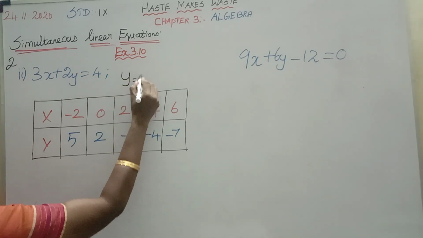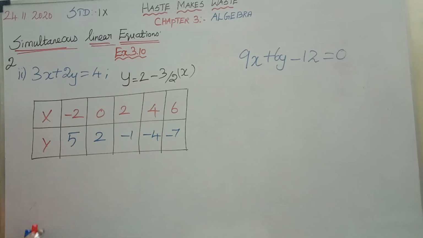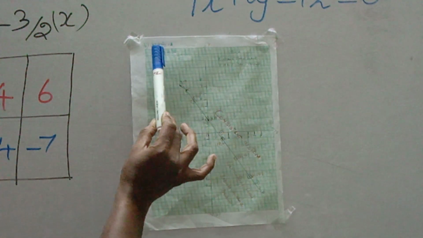This is the table for the common equation y equal to 2 minus 3 by 2 of x. Next, what can we do? We can draw the graph for this. Okay, now the graph for the second sum.